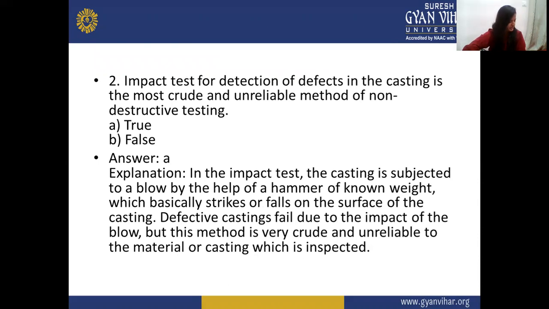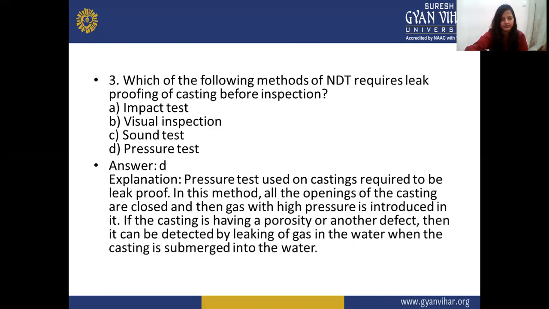Impact test for detection of defects in the casting is the most crude and unreliable method of non-destructive testing. True or false? It is true. In the impact test, the casting is subjected to a blow with the help of a hammer or a known weight, which strikes or falls on the surface of the casting. Defective castings fail due to the impact or the blow, but this method is very crude and unreliable for the casting which is inspected.